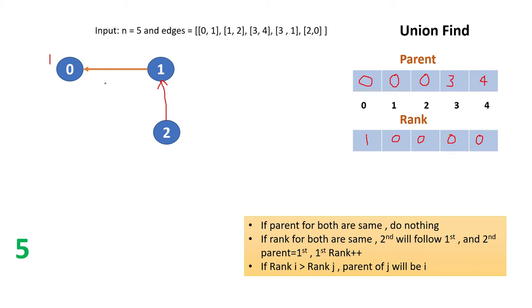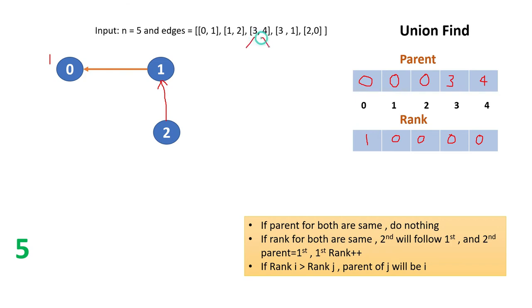You can imagine it as a train. Suppose 0 is the engine and 1 and 2 are the cells. So for 1, who is the engine? 0. For 2 also the engine is 0, because they are from the same family, right? Now for 3 and 4.